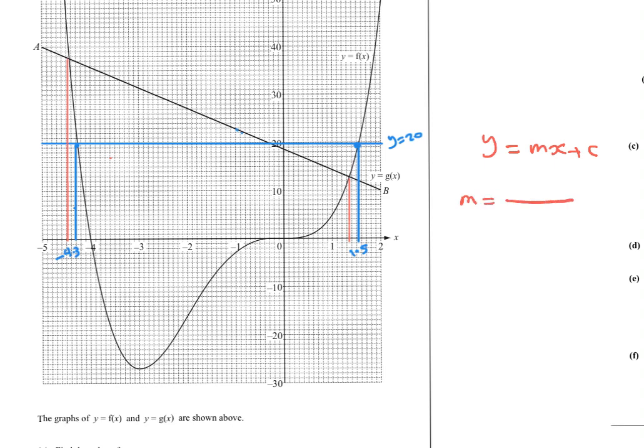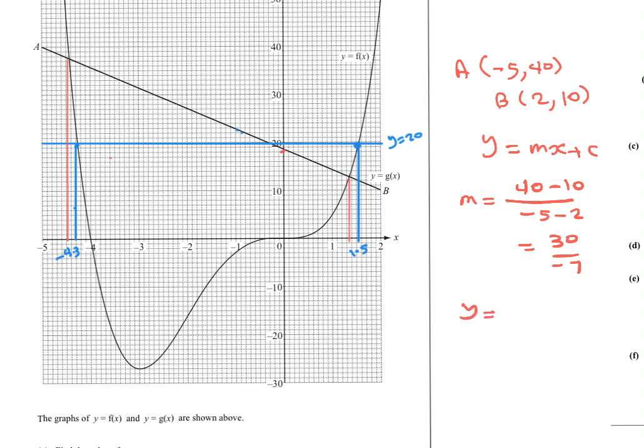m equals y minus y over x minus x. So 40 minus 10, because you know that A equals negative 5, 40, and B equals 2, 10. So 40 minus 10 over negative 5 minus 2. So 30 over negative 7. Now you have c equals 18. So the equation for the line y equals, it's better to write the negative in the numerator, negative 30 over 7 x plus 18.